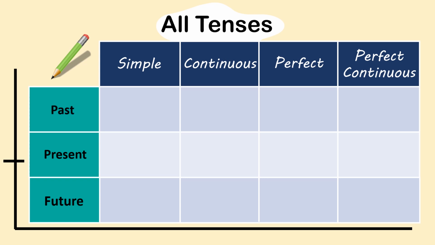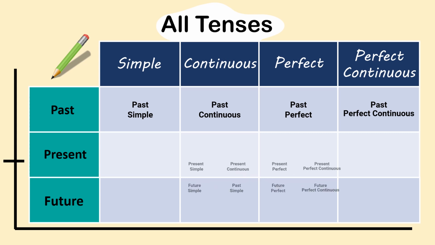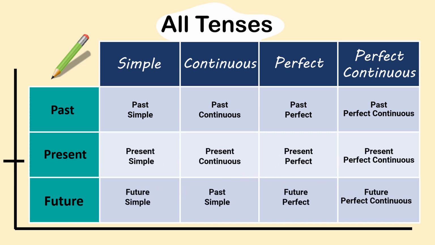The past time and the simple aspect make the past simple tense. Then, we have the past continuous, past perfect, and the past perfect continuous. In the same way, we can make tenses with the present and future times as well. We're going to discuss all of these in this series. So in this video, we begin with the present simple.